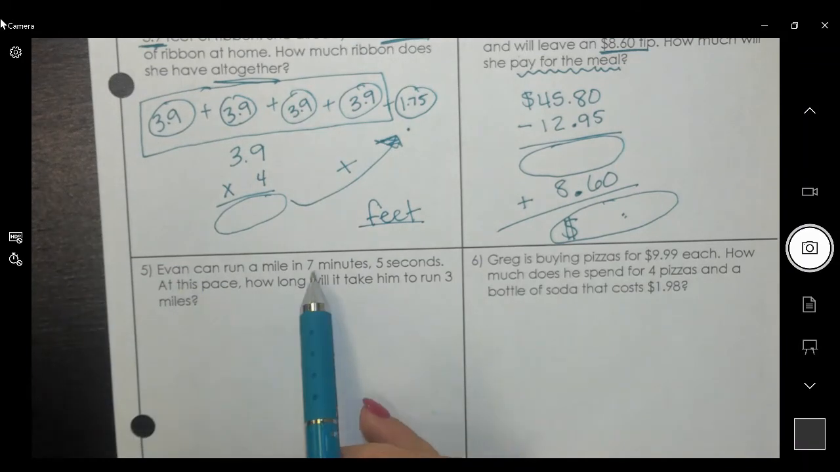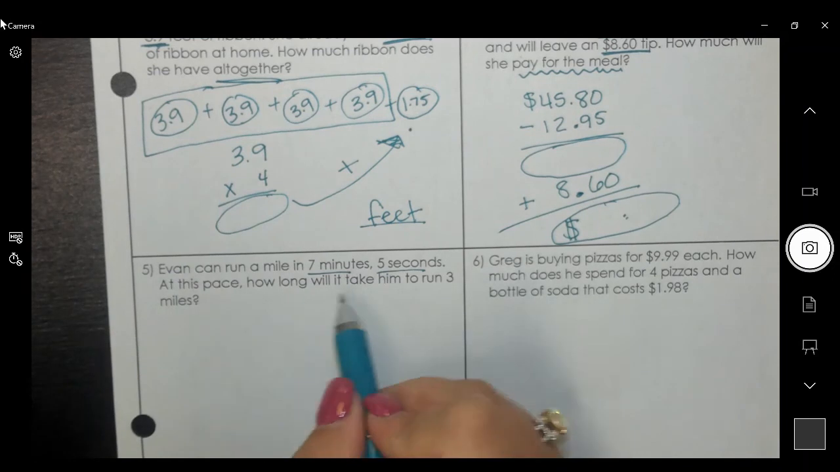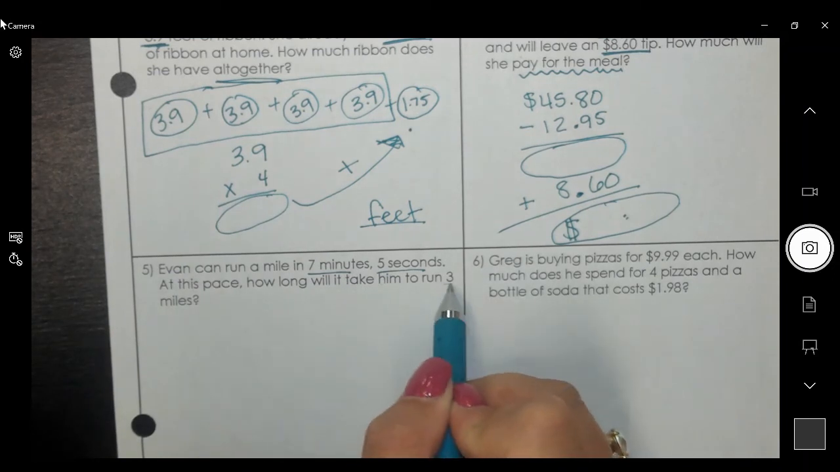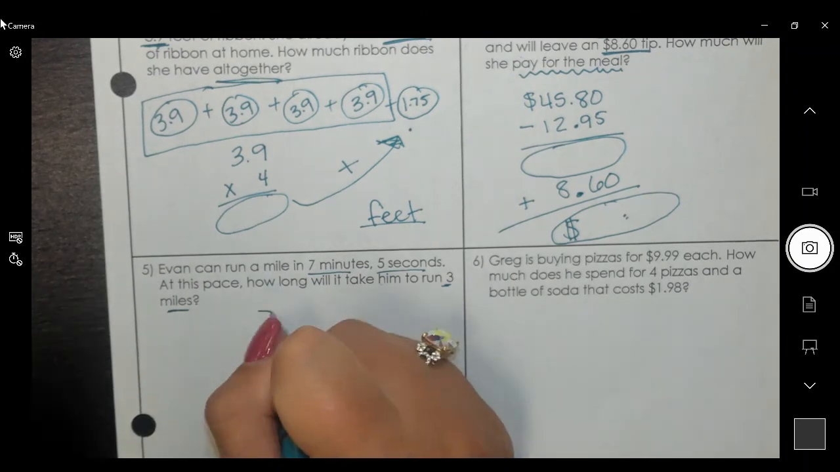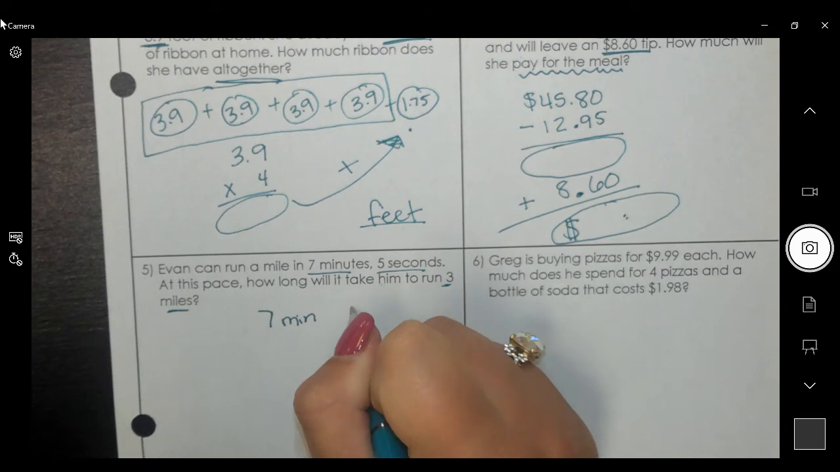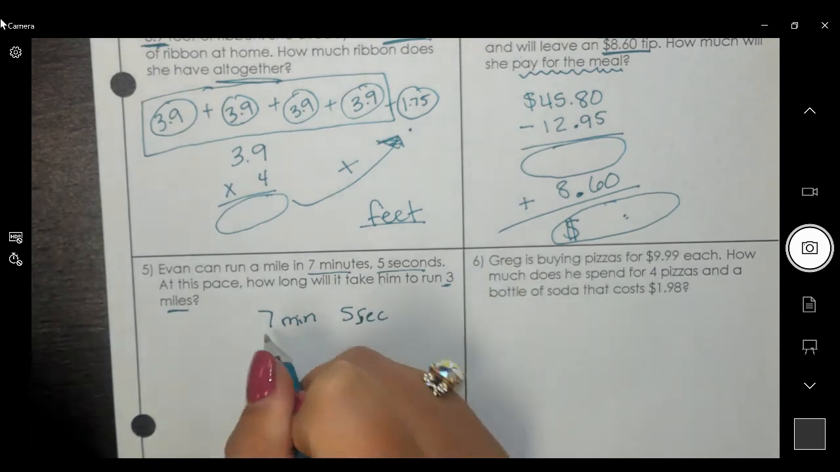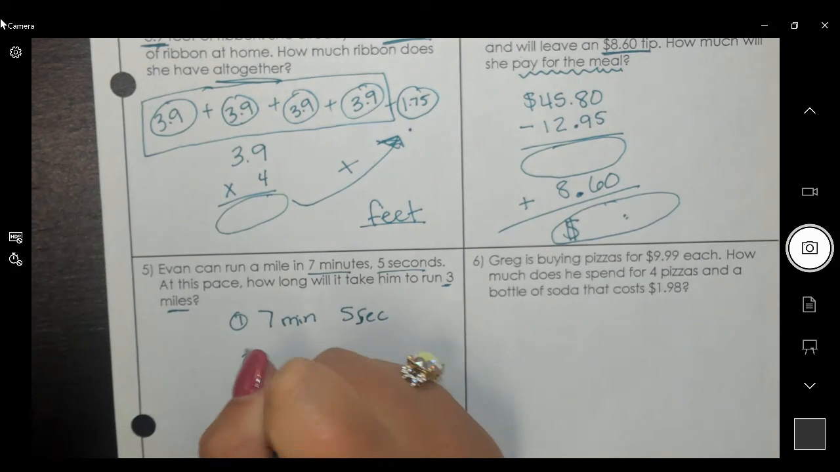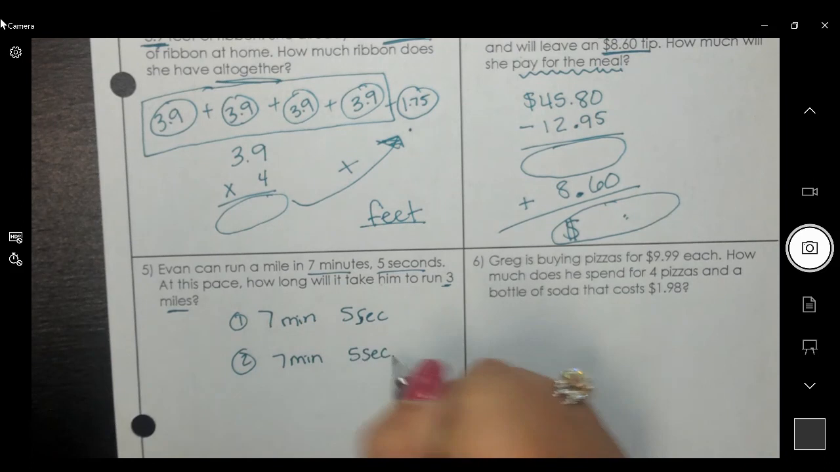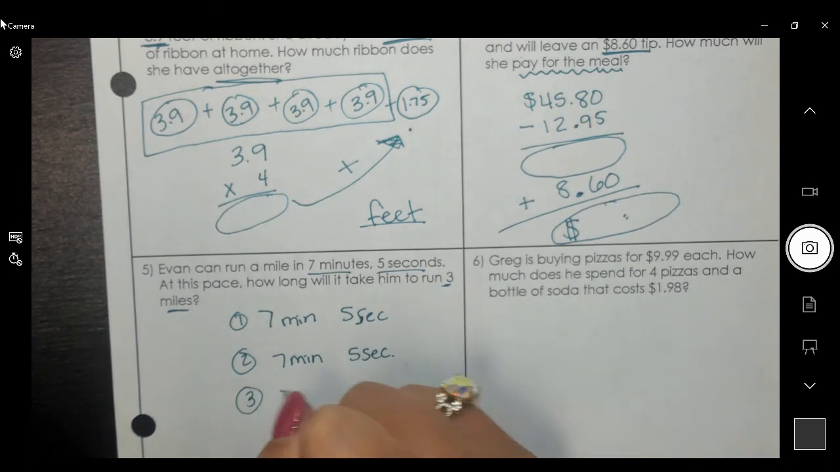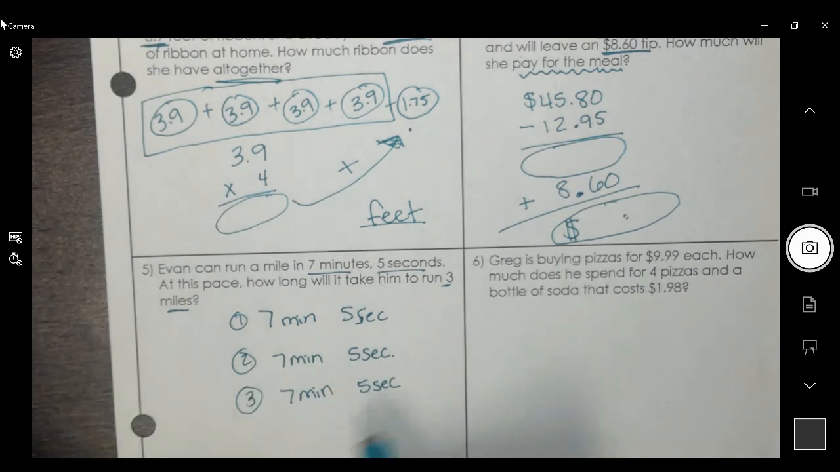Evan can run a mile in 7 minutes and 5 seconds. At this pace, how long will it take him to run 3 miles? So the first mile, he runs 7 minutes, 5 seconds. If I can spell correctly here. And then, so that's mile 1. Mile 2, he runs 7 minutes and 5 seconds. And then mile 3, he runs 7 minutes and 5 seconds. And so we want to figure out what the total time is here.